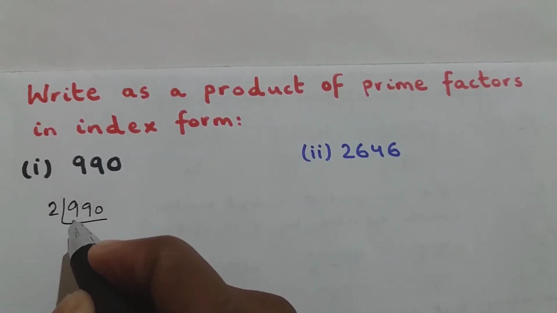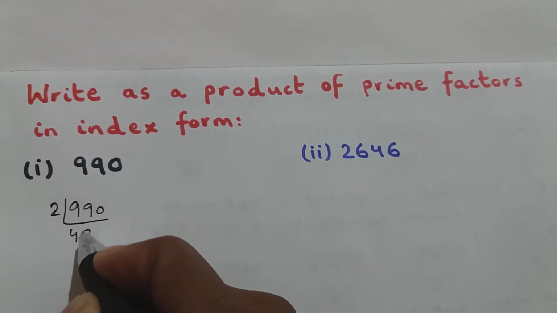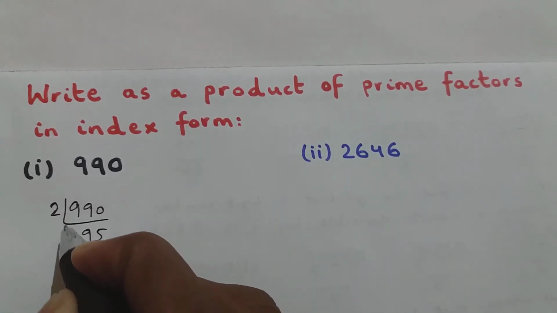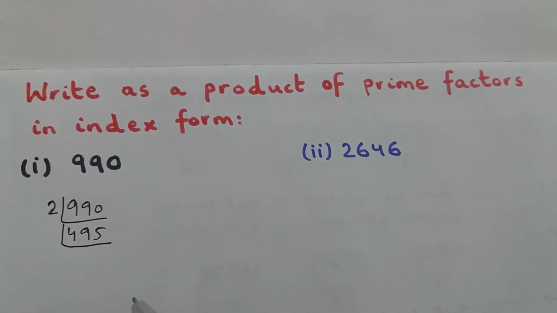So 990 divided by 2 is what? 2 4s are 8, remainder 1, bring this 9 down, so 19. 2 9s are 18, remainder 1, bring this 0 down, so 10. 2 5s are 10. So 990 divided by 2 is 495.